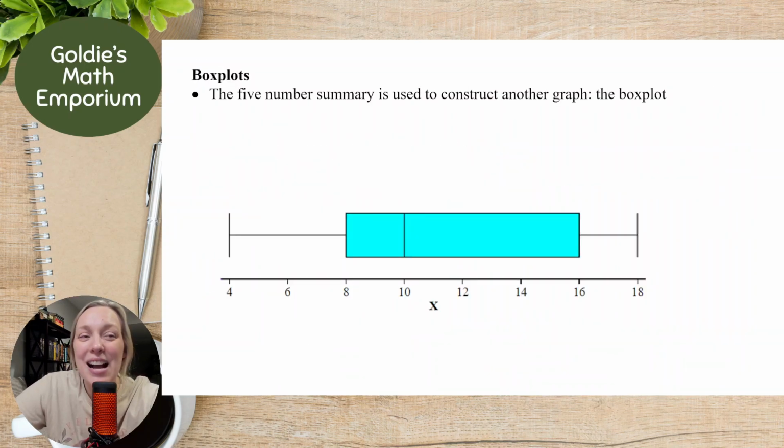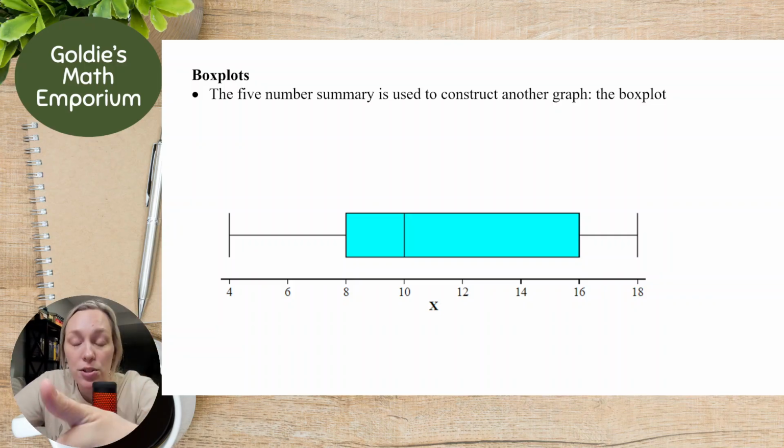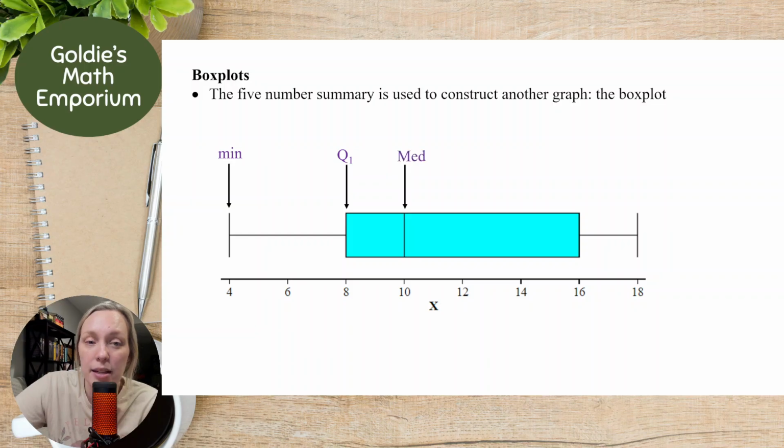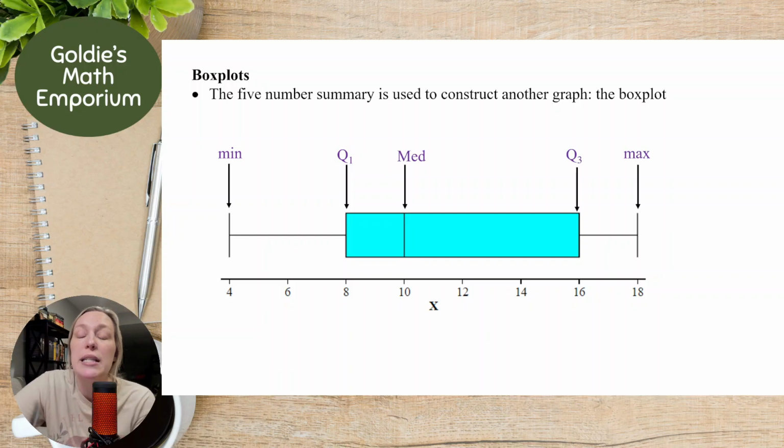Now, with that 5-number summary, we are going to introduce this new graph called a box plot, or sometimes called a box and whisker plot. The 5-number summary we use to construct this box plot: the minimum value, Q1, median, Q3, and our maximum value. Those 5 numbers are used to construct the box plot because they represent specific points on our box plot.